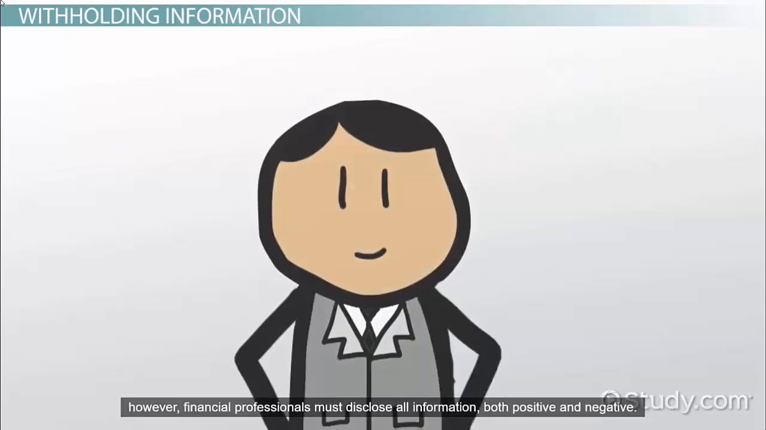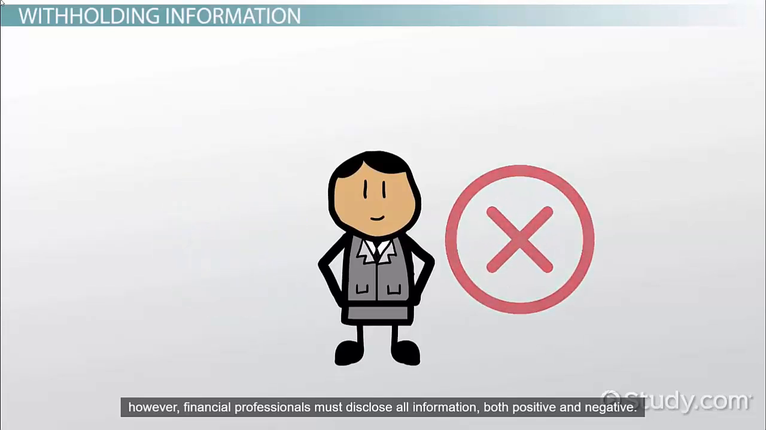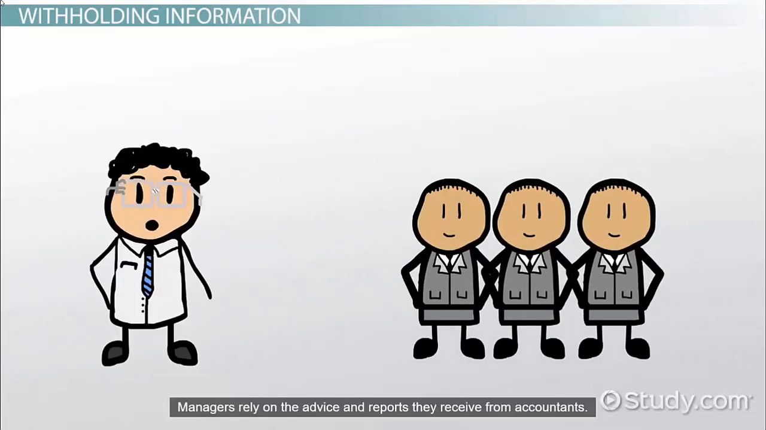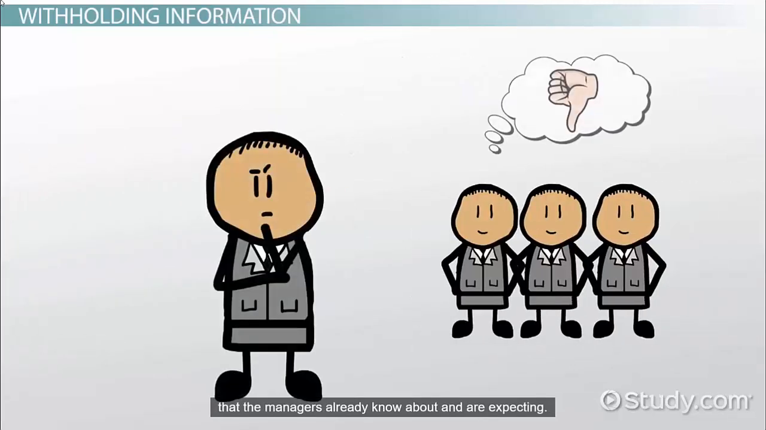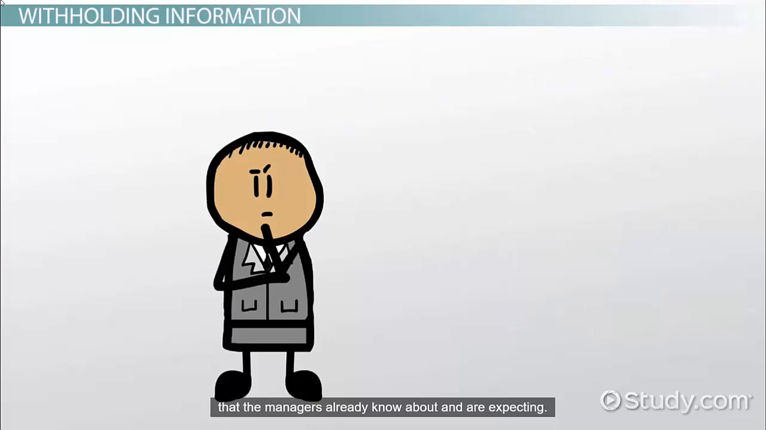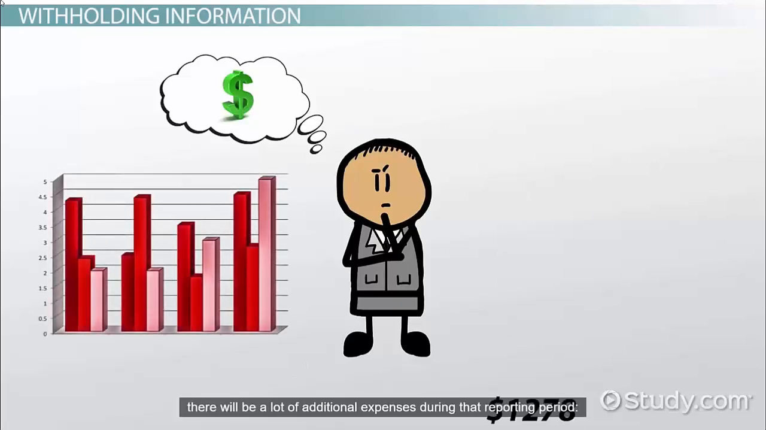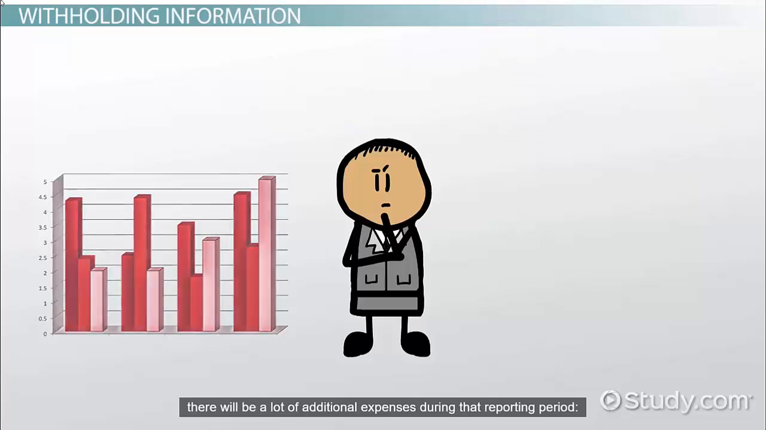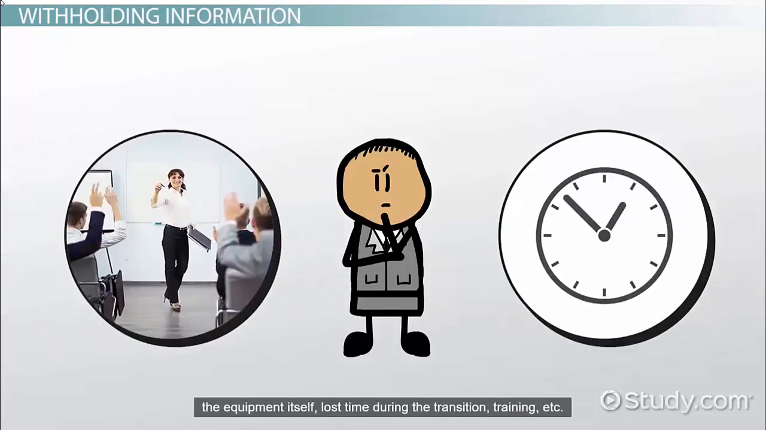However, financial professionals must disclose all information, both positive and negative. Managers rely on the advice and reports they receive from accountants. In some cases, there may be reasons for negative information that the managers already know about and are expecting. For example, if your division makes a major investment into a new company, there will be a lot of additional expenses during that reporting period. The equipment itself, lost time during the transition, training, etc.